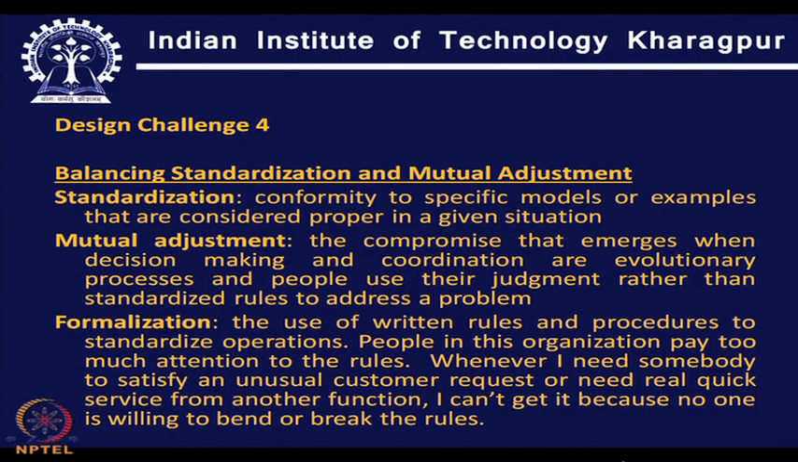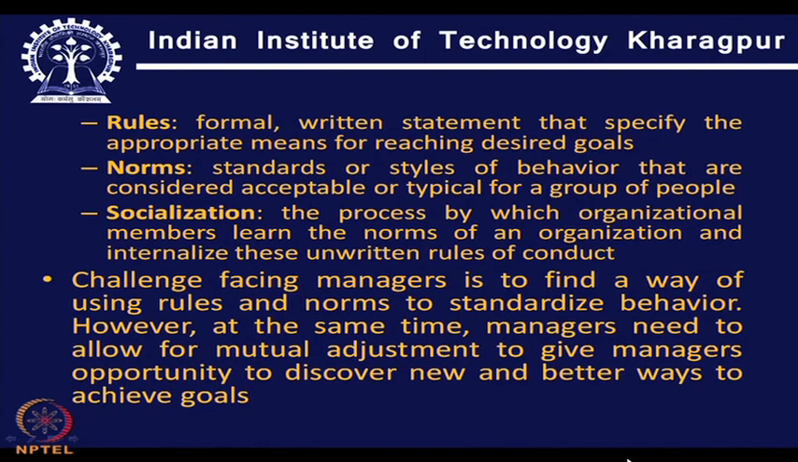So the major parts of standardization are rules, norms and socialization. Rules are formal written statements that specify the appropriate means for reaching desired goals. Norms are standards or styles of behavior that are considered acceptable for a group of people. And socialization is the process by which organizational members learn the norms of an organization and internalize these unwritten rules of conduct.